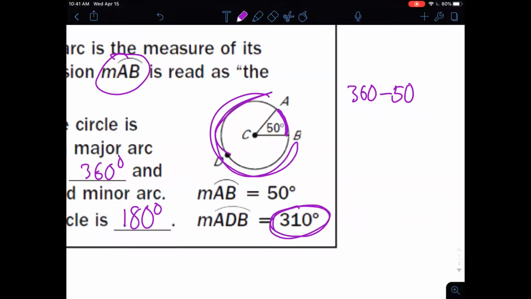It's kind of like, you remember, if you had a line where this was 7 and this whole thing was 12, how would you find x? Well, x is going to equal 12 minus 7. It's kind of the same thing, except now we're doing arc measures on the circle, okay? So if this part is 50, the rest of it's going to be 360 minus 50, okay?